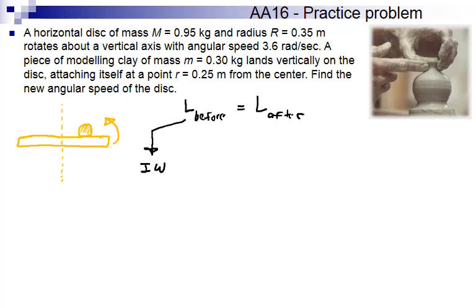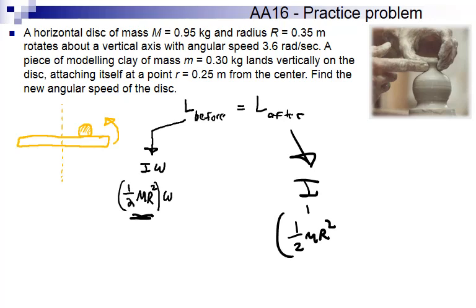So if you look at your reference sheet with the disk and with just a point mass, beforehand you just have the disk. Afterwards, I is going to be not only 1/2 mr squared, but you're also going to have to add the moment of inertia for a point mass, and then times omega. So why don't you go ahead and figure out what the final omega should be if you know the initial angular speed, and that'll be good.